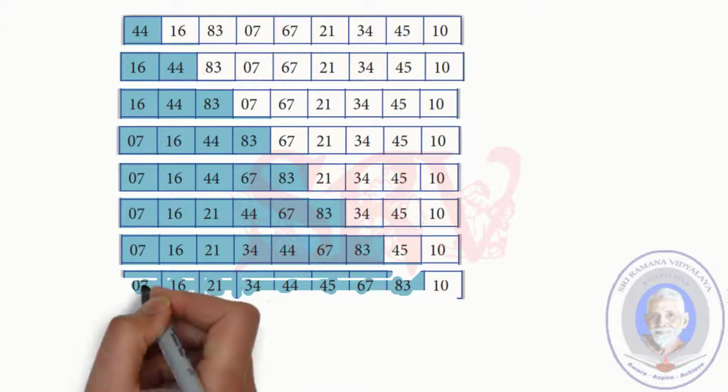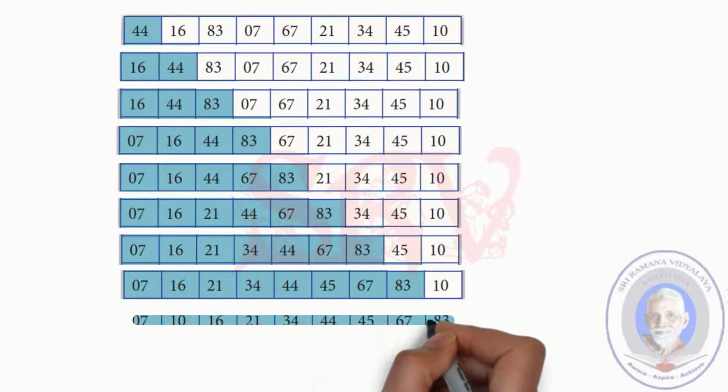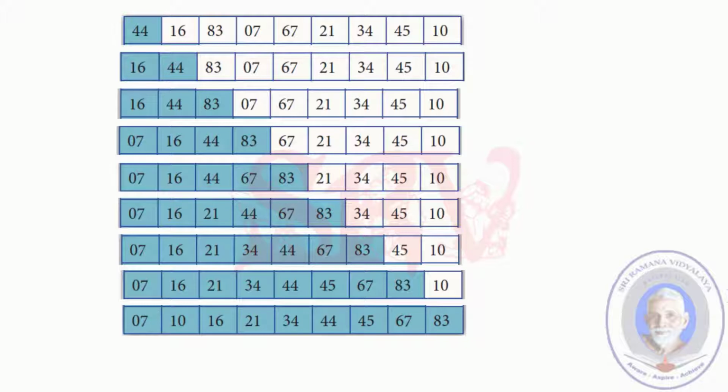Now in the unsorted list, we have only one element and that is 10. Now this 10 is less than 83, 67, 45, 44, 34, 21 and 16. So all these elements are shifted to the right side and 10 is inserted at index 1. Now all the elements have been sorted and our final sorted list is created. As in this algorithm we are inserting each element into its correct index position, this algorithm is called the insertion sort algorithm, just because we are inserting the element into its location.